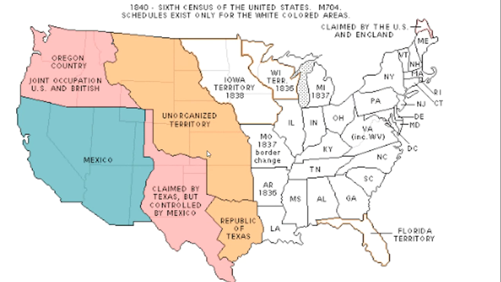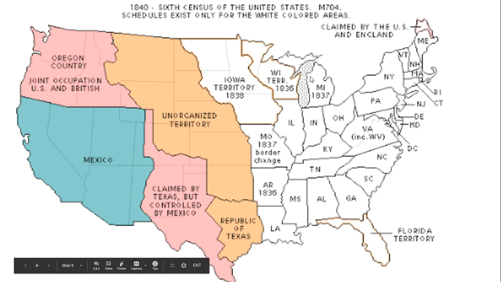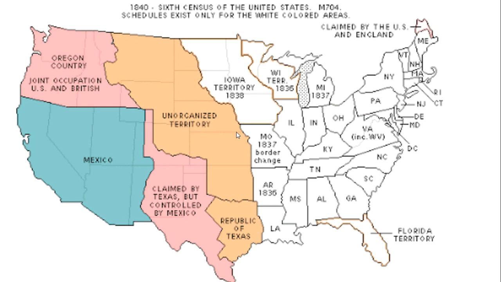And we can see here what all of that gray actually is. So we have our states at this time, the territories, Oregon country once again. And notice here it says joint occupation of U.S. and British, which means that both of us are settling there. That's going to become a conflict that Polk wants to settle as well.